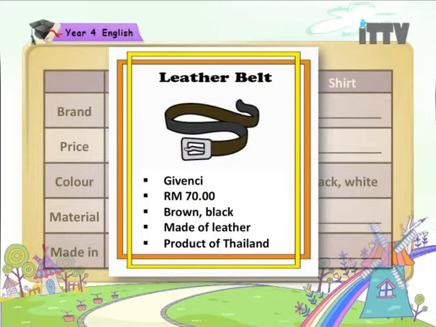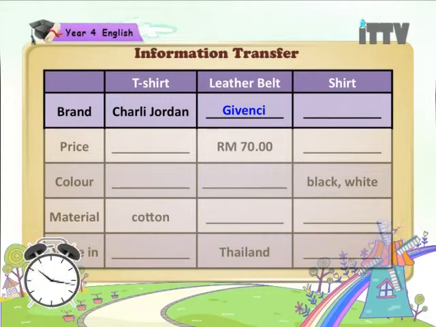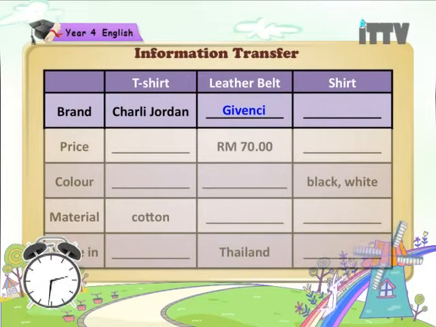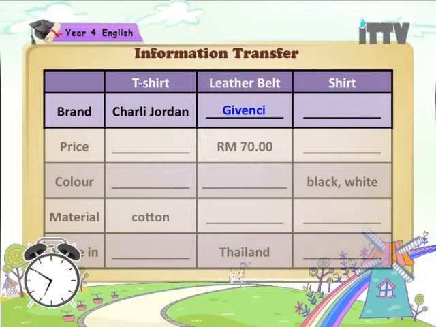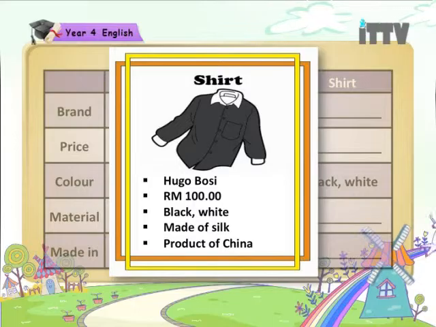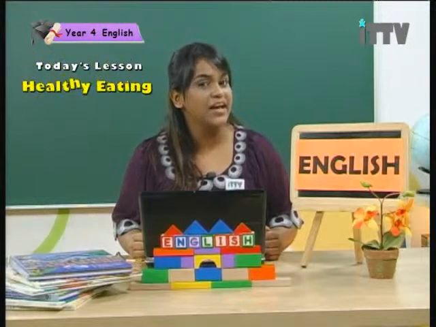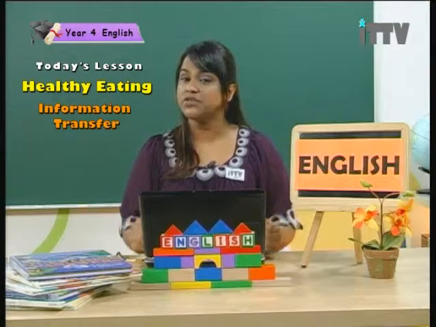Yes, very good. The leather belt is called Givenchy. So you write in Givenchy. Now, what about the shirt? What is the shirt's brand name? Very good, boys and girls. Hugo Bossy. See, I'm sure you're getting a better hang of how to do information transfer.